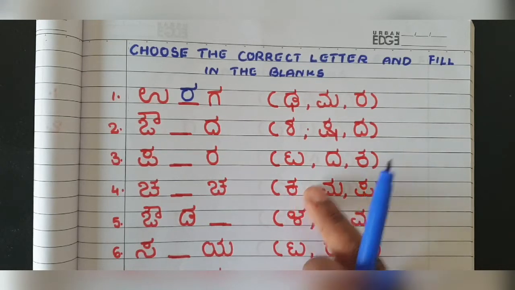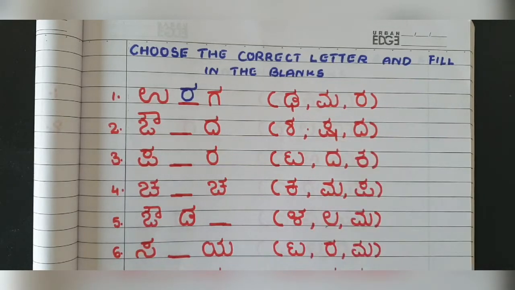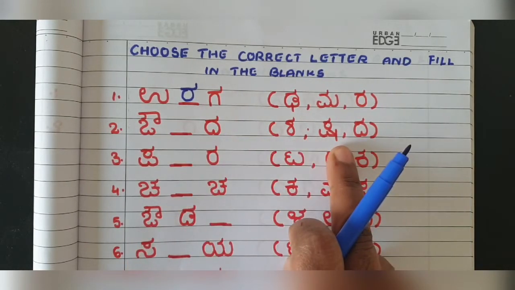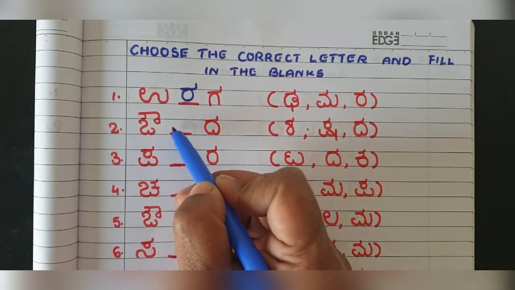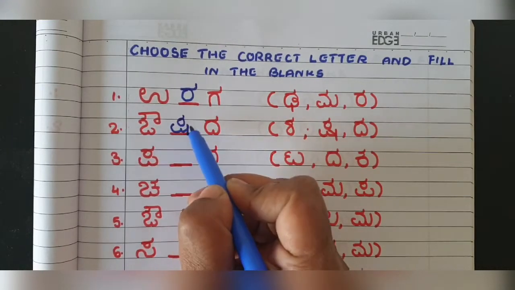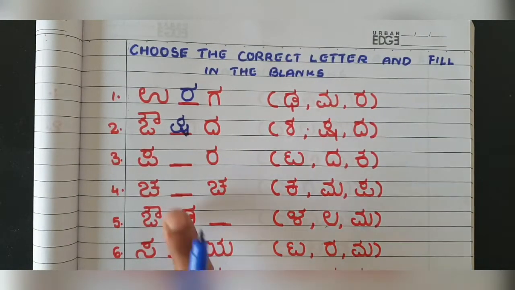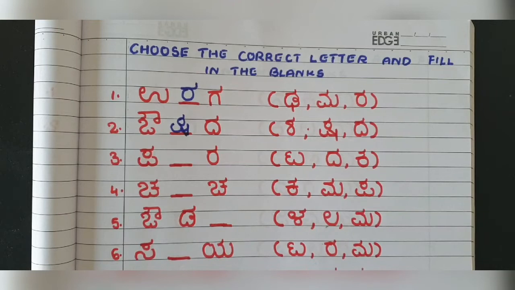So aushada is this particular letter. Okay, so when aushada comes, this particular letter you are supposed to write. So this activity will help you to choose the correct letter. Then we have pa dash r.